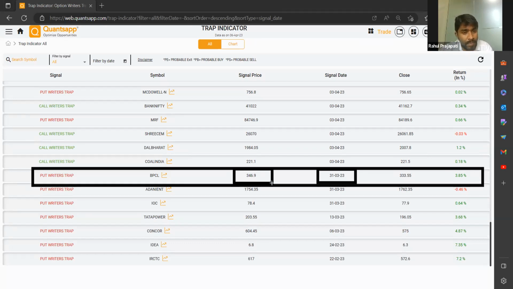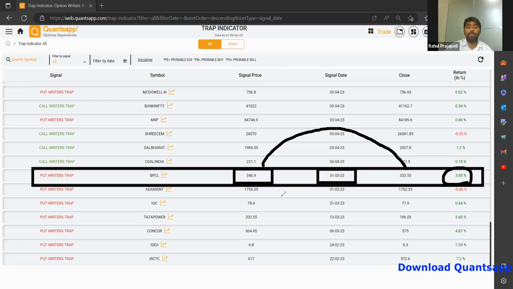put in BPCL. And what actually happened after that, you can see the stock's current price, from 346.9, is 333, which is almost 4% down from that level. And today is only the 7th. So in just 7 days, the stock has given me 4% return, and that too in the futures. This is the futures return.